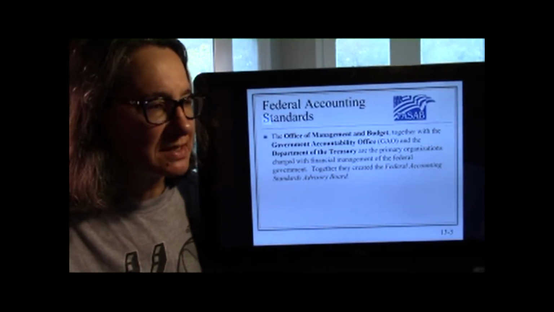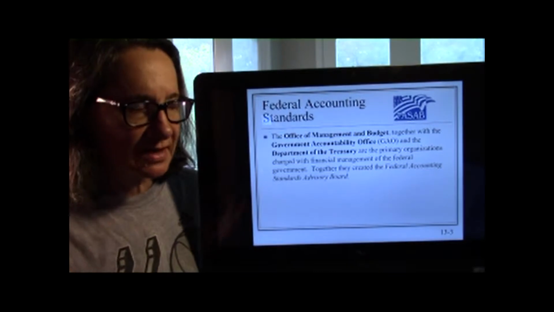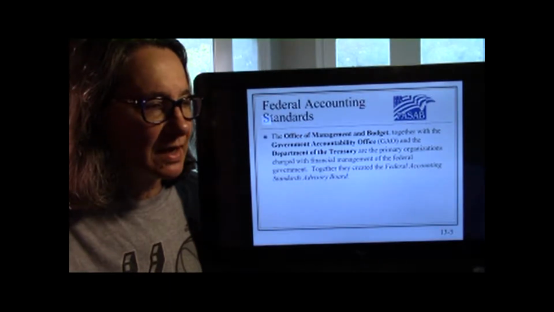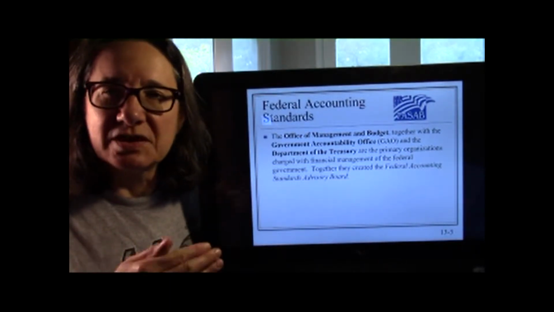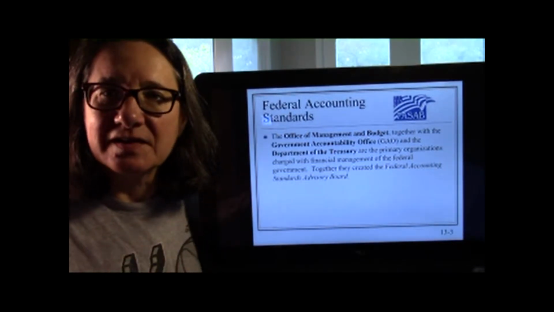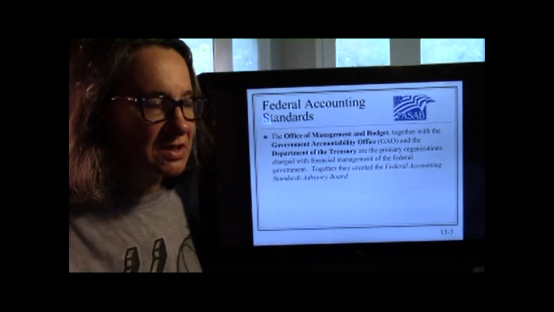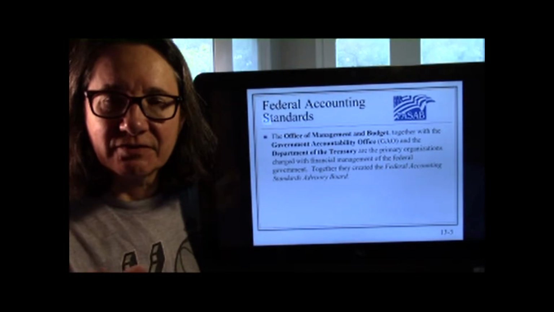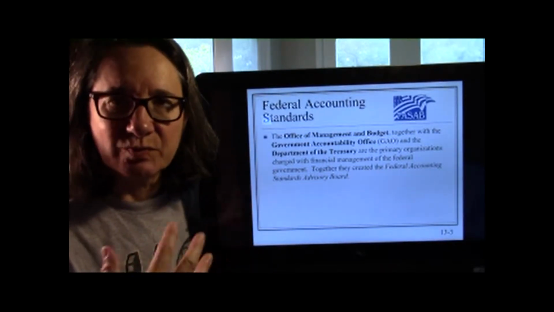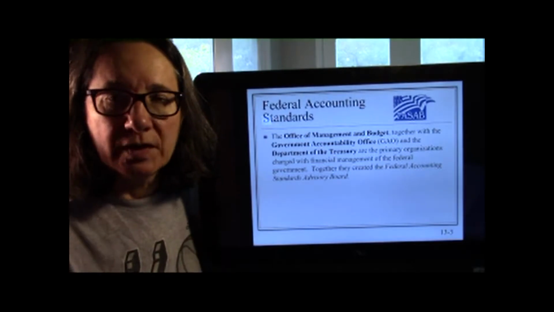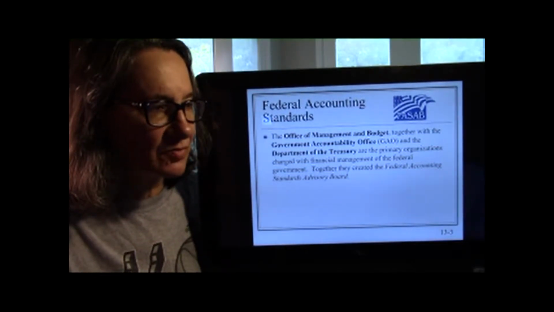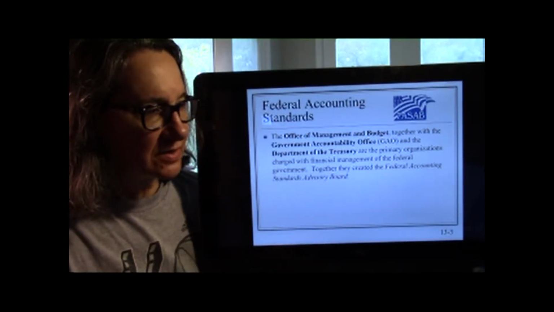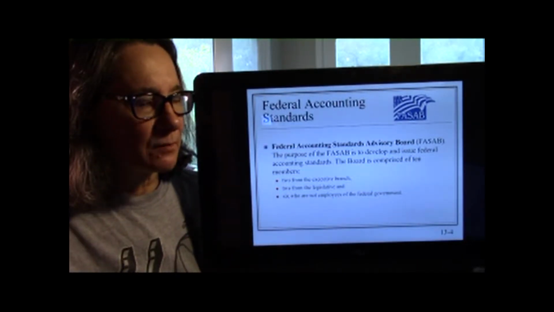The primary organizations in charge of financial reporting are the OMB, the Office of Management and Budget, and the Government Accountability Office, GAO, which is like the government auditors. Accountability is like auditing. And the Department of the Treasury sort of coordinates all that. That's the department with an actual secretary-level executive that is the reporting agency for the whole U.S. government. So together they started this Federal Accounting Standards Advisory Board, which comes up with the standards.